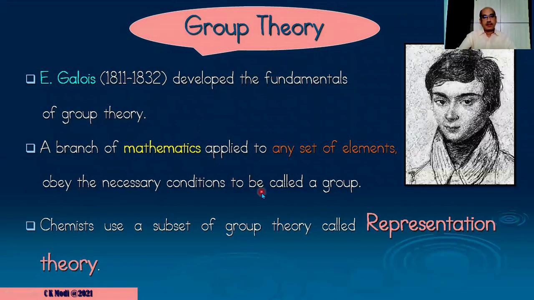Group theory is a branch of mathematics which is applied to any set of elements that obey the necessary conditions to be called a group. Okay, so in a point group, a number of symmetry elements are present. Point group is nothing but a collection of all the symmetry elements. Any set of symmetry elements must obey the necessary conditions to be called a group. Now, chemists use a subset of group theory called representation theory. So we are dealing with representation theory.